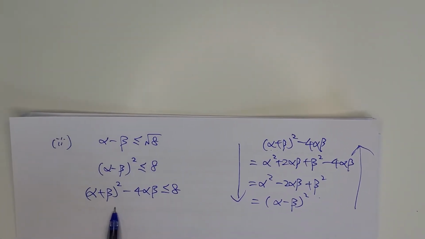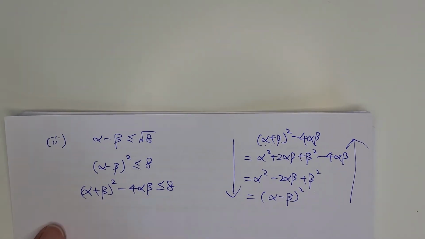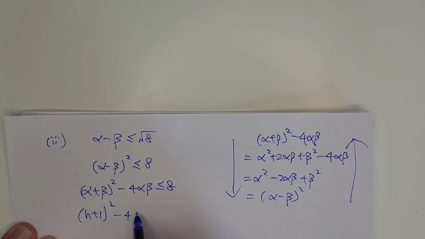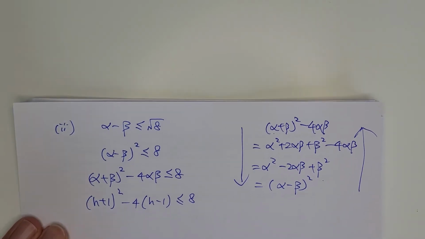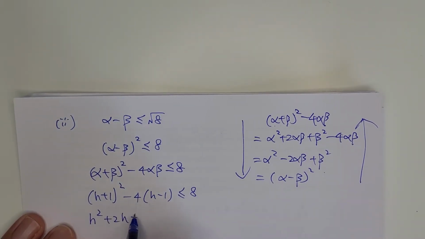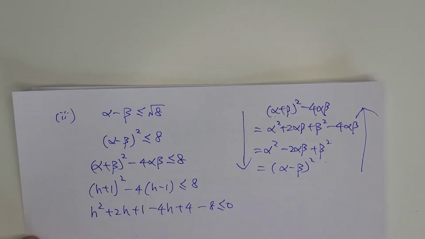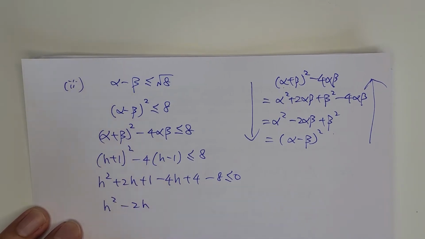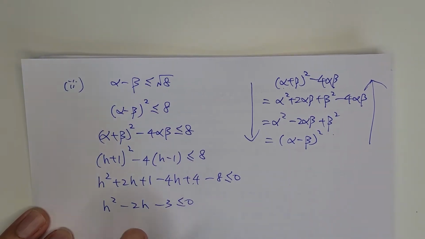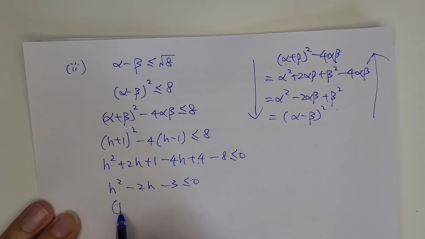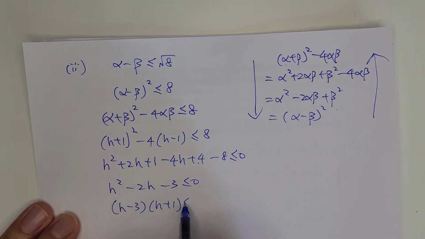So going here, alpha plus beta bracket square is h plus 1 bracket square, and then alpha times beta is h minus 1, less than or equal to 8. Now simplify it. h squared plus 2h plus 1 minus 4h plus 4 minus 8 less than or equal to 0. So h squared minus 2h plus 1 plus 4 minus 8, that's minus 3. So you can factorize this expression.